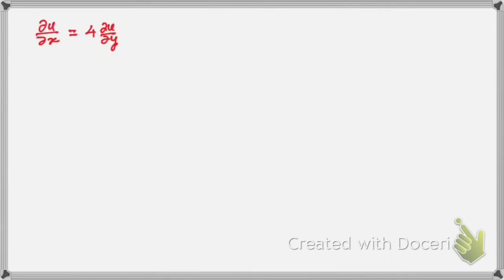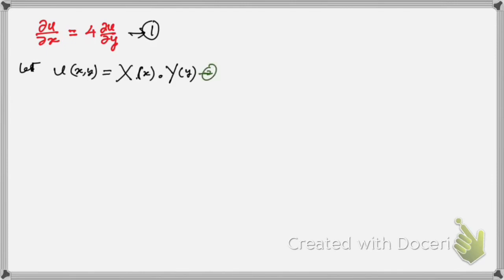So this is our third equation. So let it be equation number 1, suppose. So now let us solve this. Let us take again u, that is a function of x and y. Let it be product of two functions, that capital X which is a function of small x, and capital Y which is a function of small y. And let us suppose this is equation number 2, right?